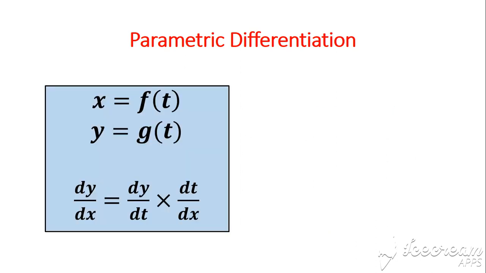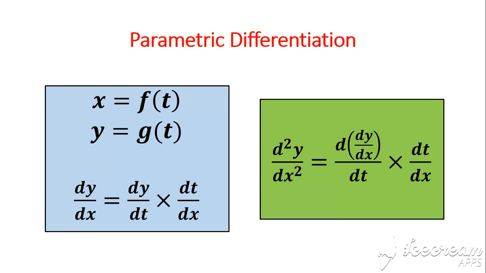Right, well that's the first derivative, so let's move on and talk about the second derivative for parametric functions. So d squared y over dx squared, that's the notation for the second derivative, and it's equal to, we're going to differentiate the dy dx function with respect to the t variable and multiply it by the dt over dx.